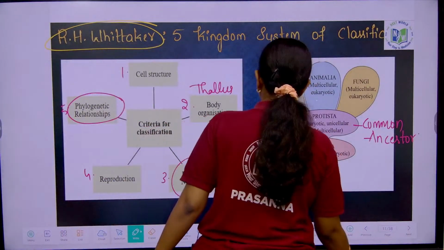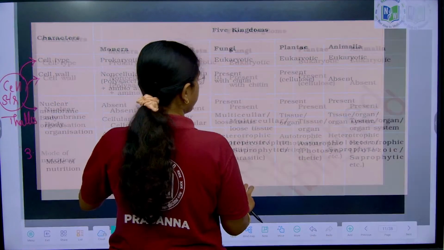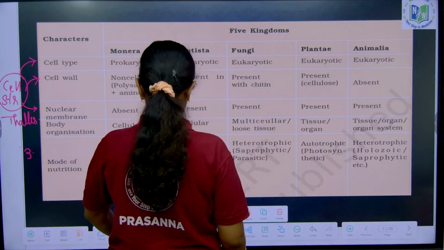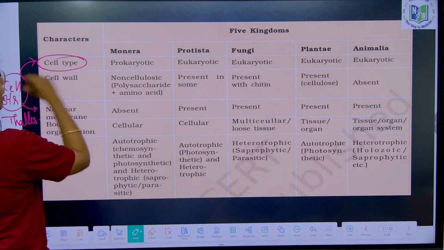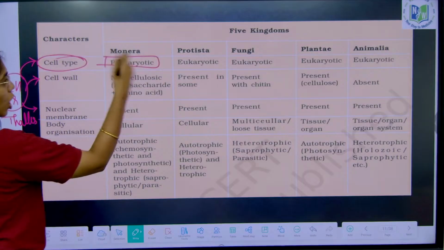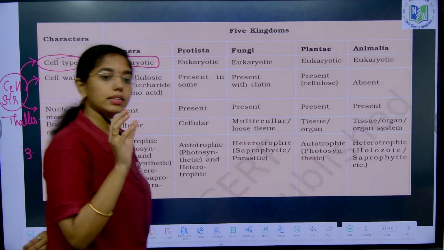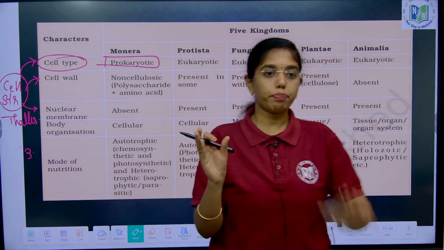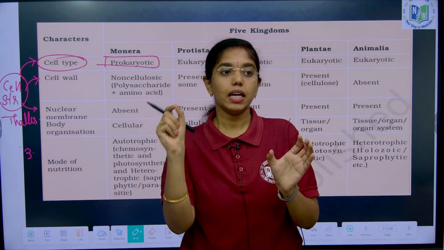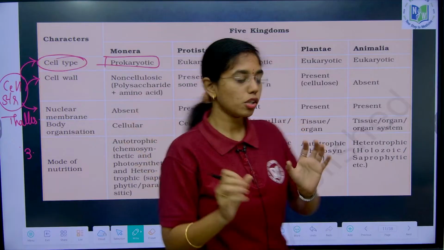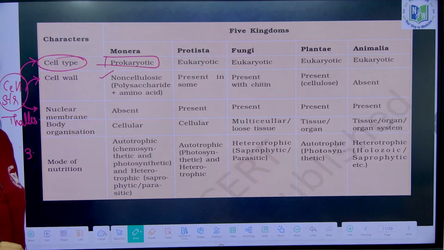Now, let us examine this table and have a comprehensive analysis. So, first is what? Cell type. The cell type of Monera is prokaryotic, the rest will all be eukaryotic. Cell wall, you tell me, the cell wall of Monera is composed of what? Peptidoglycan. Peptido, it contains amino acids, glycan, it has glucose units in the form of NAG, N-acetyl glucosamine units. So, it has both amino acids and polysaccharides. Done with the cell wall of Monera.